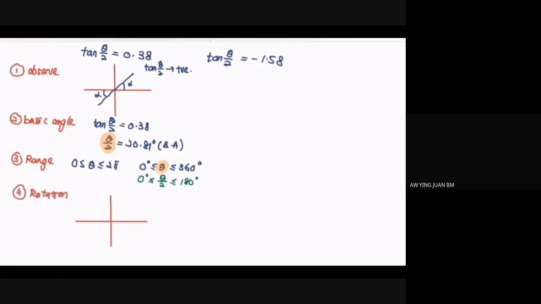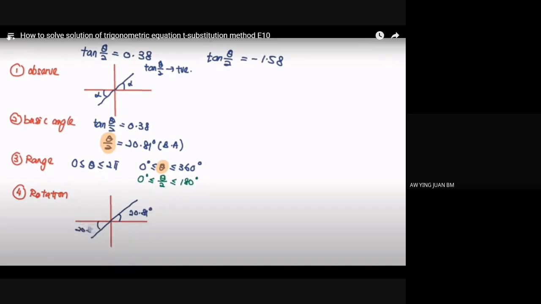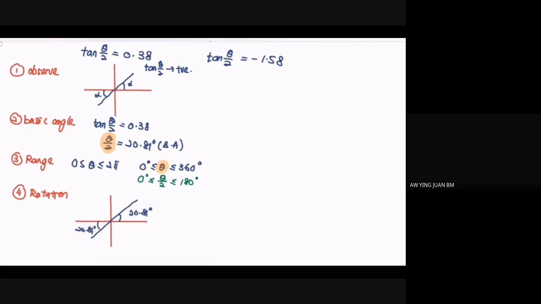So for step number 4, we're going to illustrate the situation in a diagram and refer to the range to have the rotation. So given the first, observe. So we have the first quadrant and the third quadrant for the basic angle, where we have 20.81 for the basic angle. Next, we have to refer to the range. So given the range started from 0 until 180. So that will be the rotation. So from here, we notice that we only have one answer. So finally, step number 5, which is the solution.